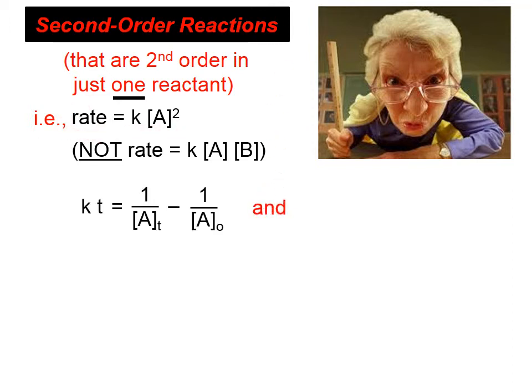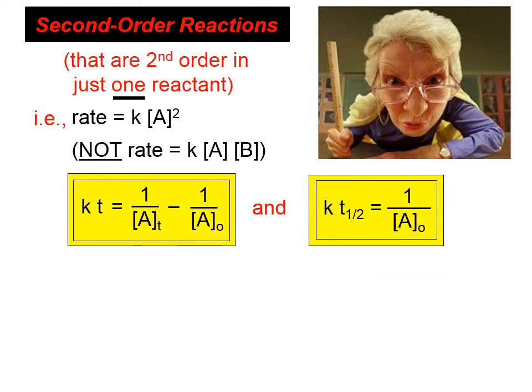The equations that apply for these reactions are shown in the yellow boxes. You can see that they are in some ways similar to the first-order rate law equations and in other ways not. There are no natural logs that appear in these equations. Instead of natural logs, you see we have 1 over something. The one on the right is the half-life equation.